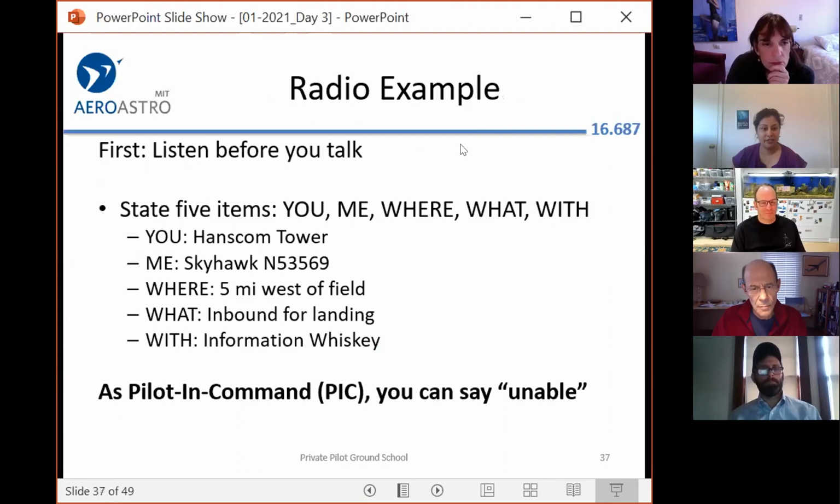Speaking on the radios is something you're going to have to learn pretty early on. Generally when you dial in, you want to listen before you start talking. And then it's very simple. You state who you are, so who you are talking to is the very first thing. In this case, you're an airplane flying in for landing, so you're in the air already. You're trying to talk to the airport you're trying to land at, so that's Hanscom Tower. And then me is the aircraft you're flying. In this case, it's a Skyhawk, November 53569er.